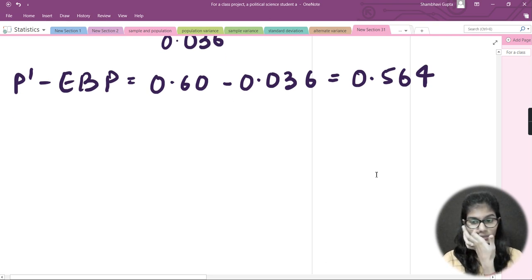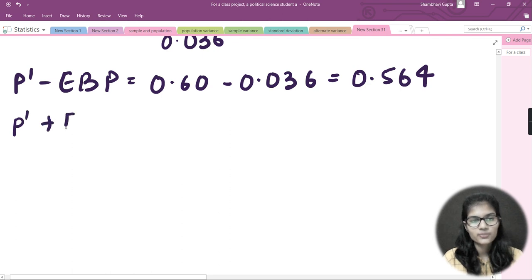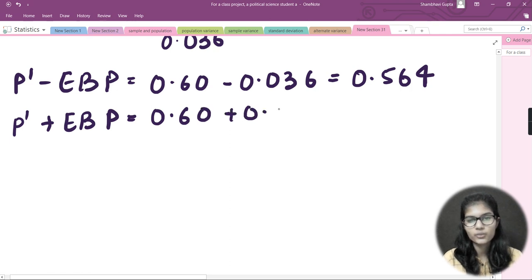Now, I do the same thing for P dash plus EBP as well. So, P dash plus EBP, my error bound for proportion, 0.60 plus 0.036. Only replace the subtraction sign with the addition one. And here I'll be getting 0.636 like this, right?